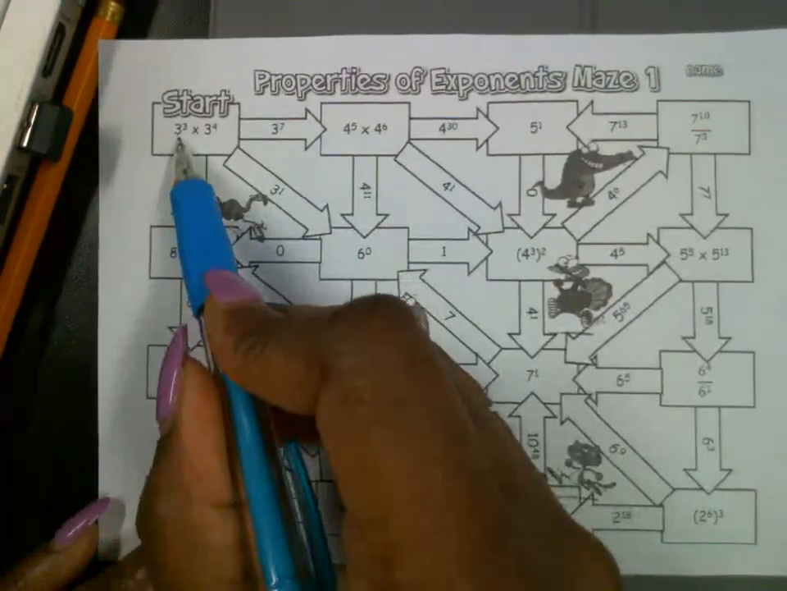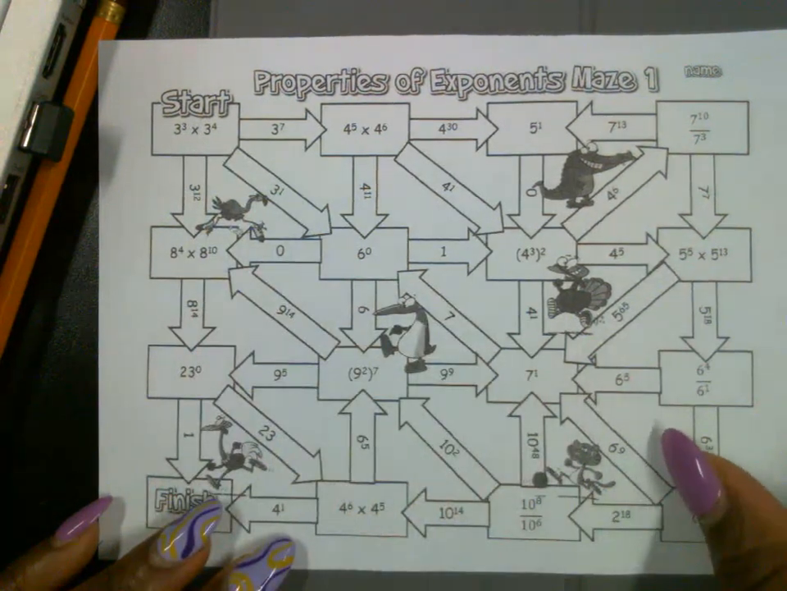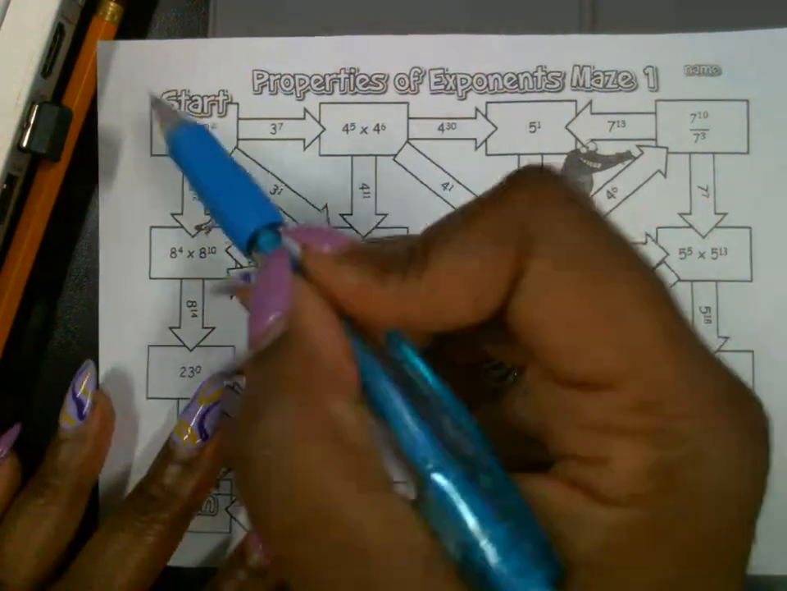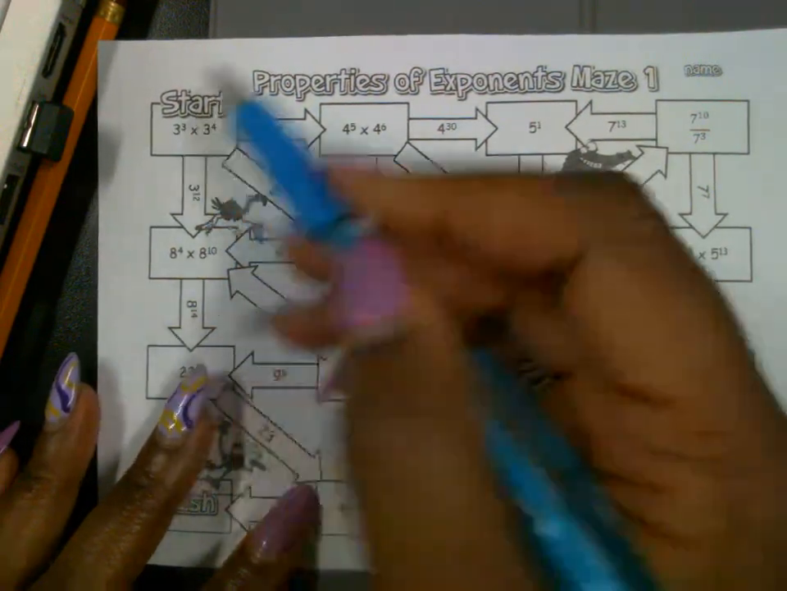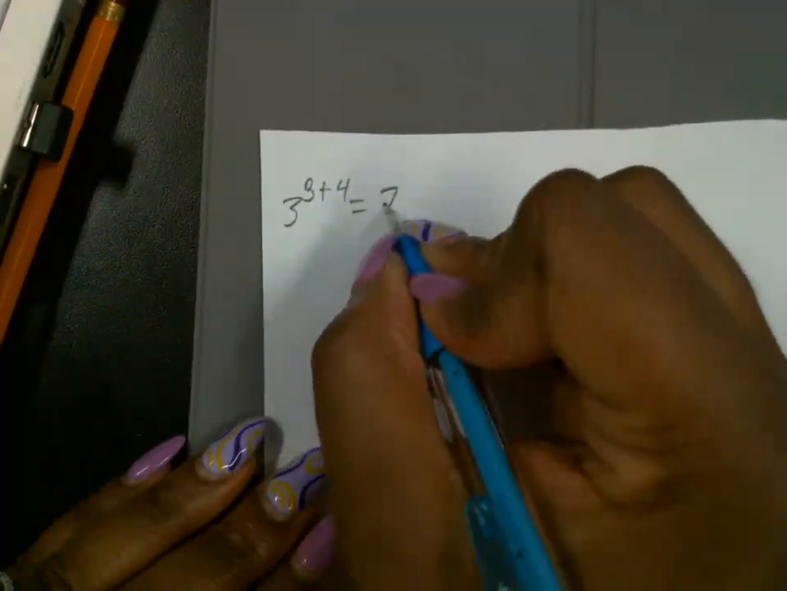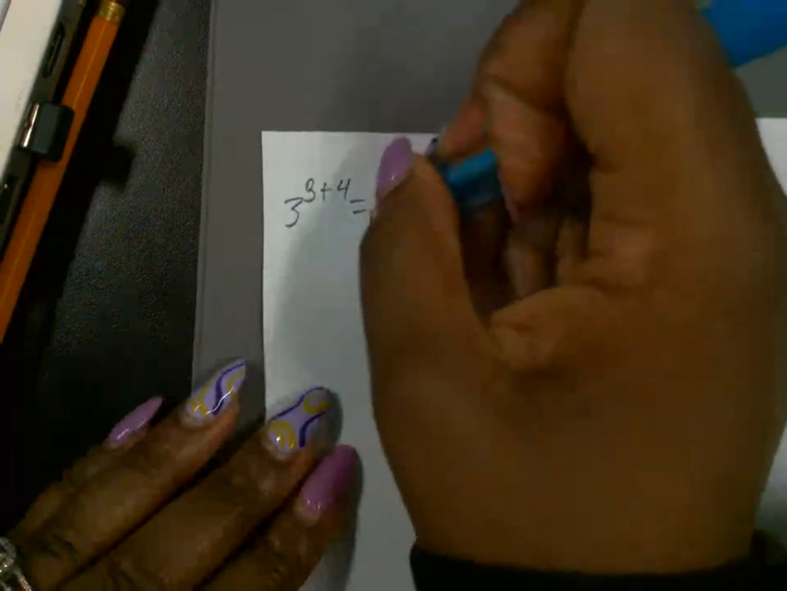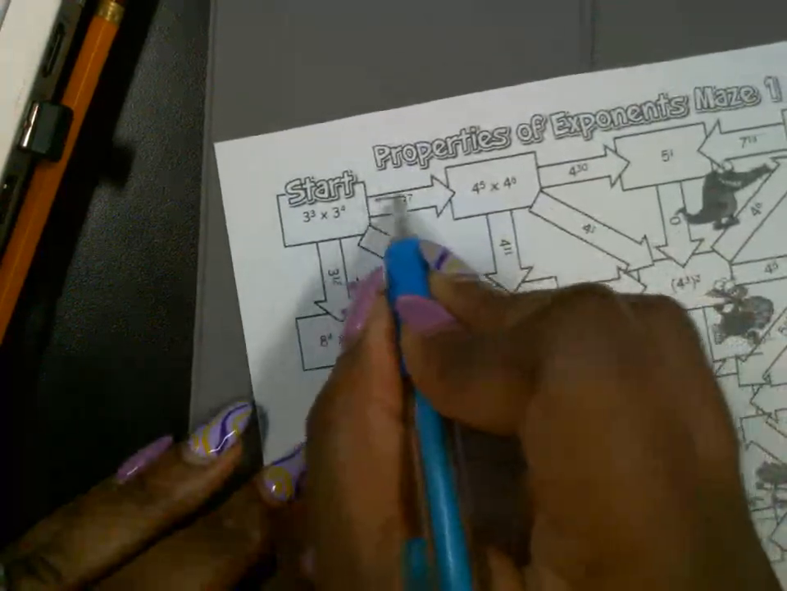All right, so we have 3 to the 3rd power, and then we have 3 to the 4th power. Okay, so 3 is being multiplied 3 times here and 4 times here. So you add the exponents, okay? You add the exponents. That's going to be 3 plus 4. What's 3 plus 4? That's going to be 7 here. So this is 3 to the what power? This is 3 to the 7th power.